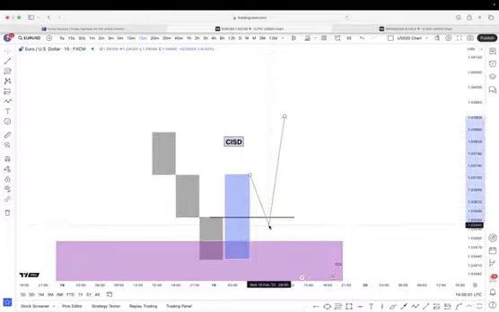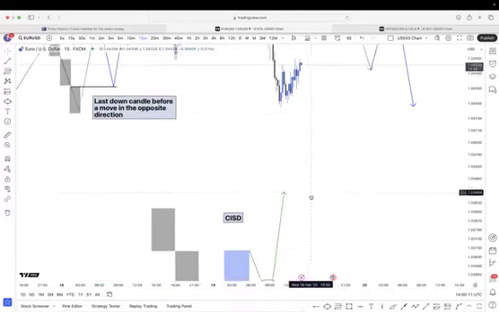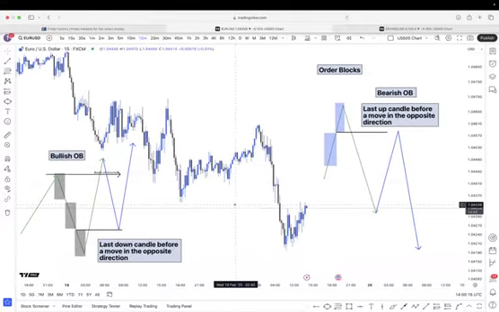But I'm looking for something specific to happen in here on another time frame, which again, we're not trying to jump the gun here. This is another lesson. So each has a place for order blocks.